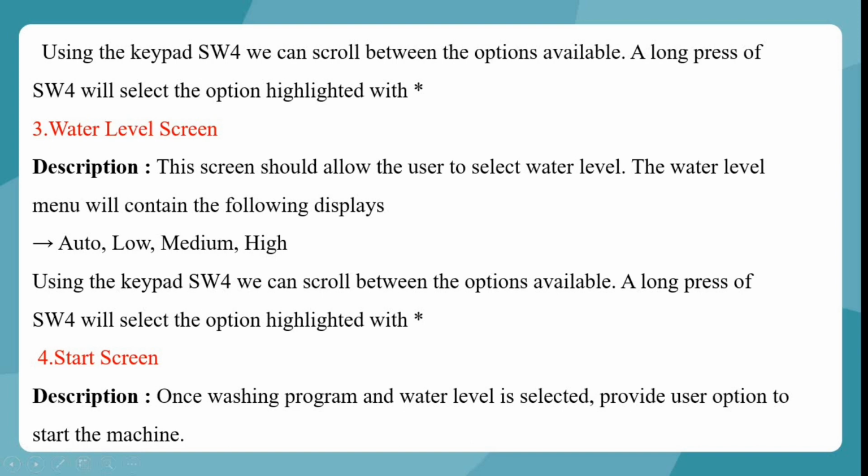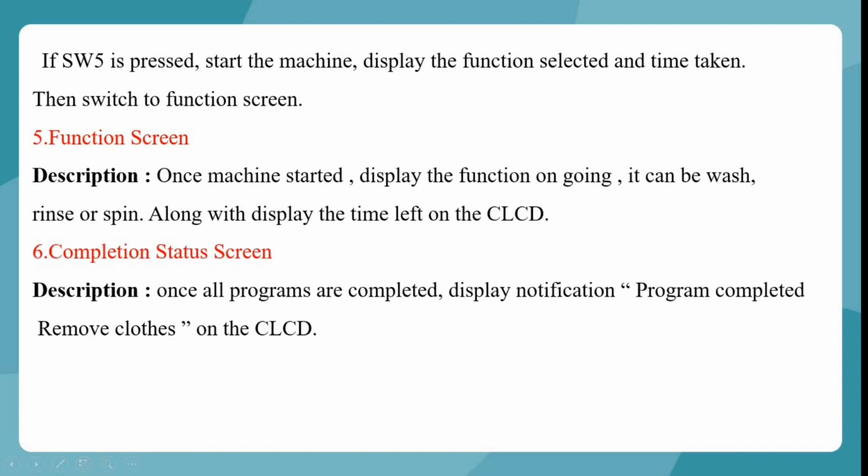Start screen. Once the washing program and water level are selected, provide the user the option to start the machine. If switch 5 is pressed, start the machine, display the function selected and the time taken to complete that work, then switch to the function screen.